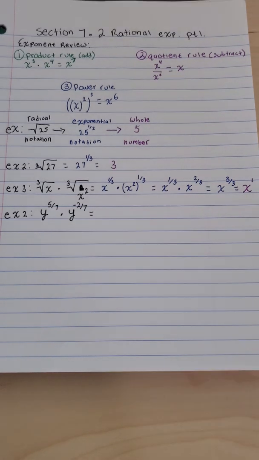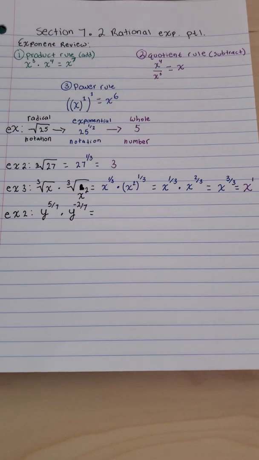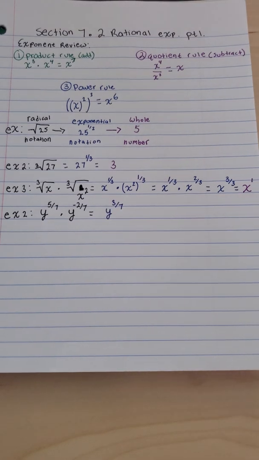We'll go ahead and do one more. In this case, we are given to us already in exponential form, so we don't have to convert. All we have to do is use the product rule, which means add. So we're going to add 5/7 and -2/7 to give us y to the 3/7.